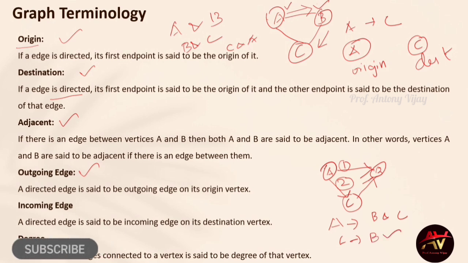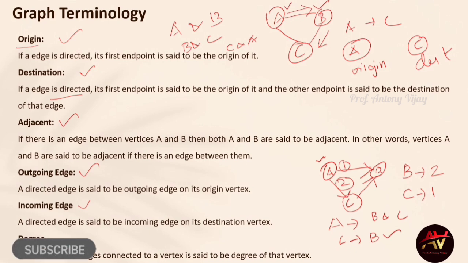So what is meant by an incoming edge? In this diagram, A does not have any incoming edge, but how many incoming edges does B have? Two incoming edges. So B is having two incoming edges and C is having only one incoming edge. This is called an incoming edge.